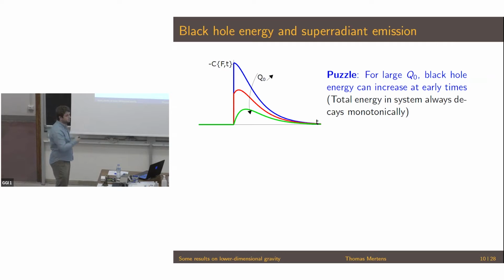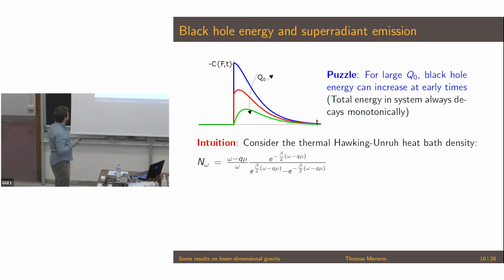So it's 0 for t less than 0 because there's nothing there. Then there's a jump because of the pulse, and then it decays. And the blue one is the one if you have zero charge injection, so it just decays monotonically. But if we use larger values of Q0, you can see that the black hole energy, if Q0 increases, can actually increase at early times before dissipating, like the green curve is doing here, for instance, or the red curve just a little bit here.